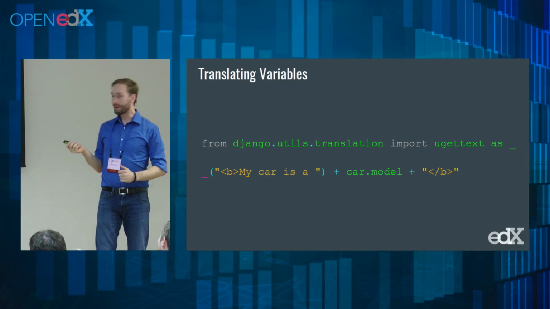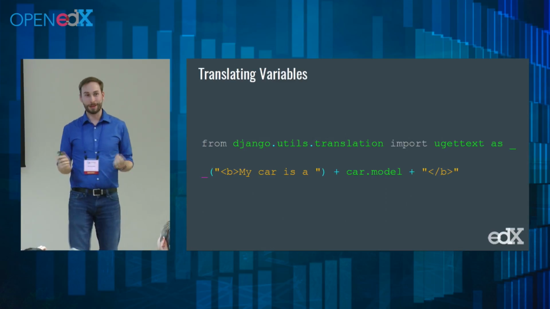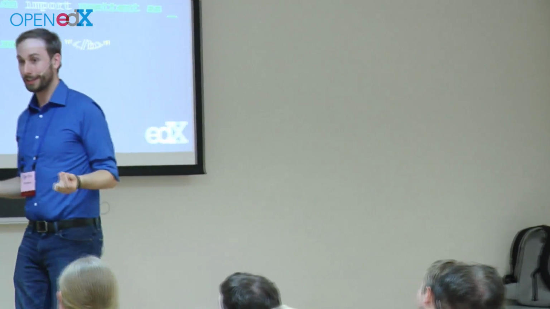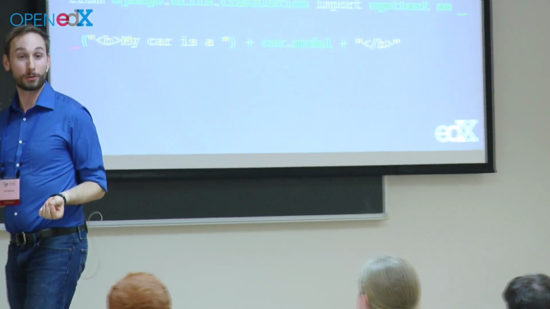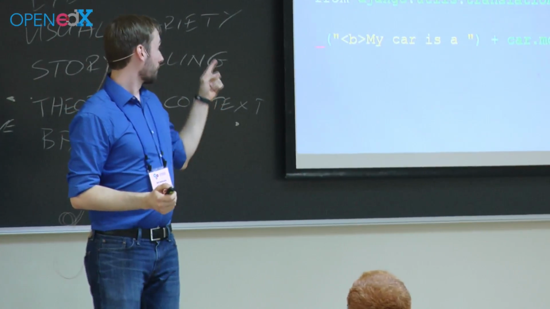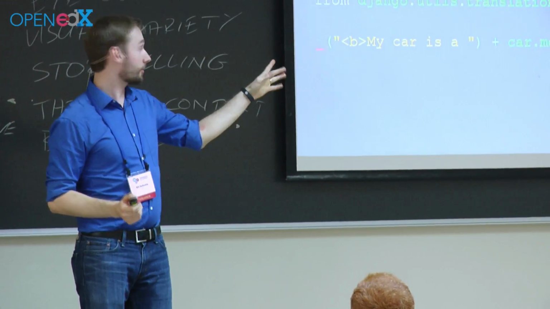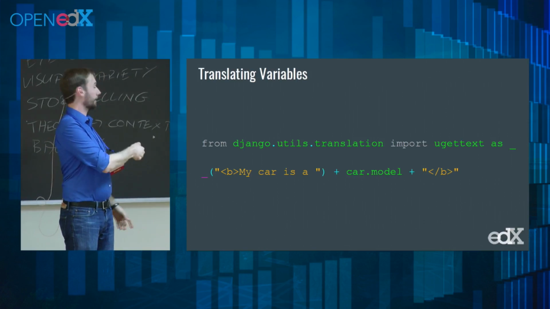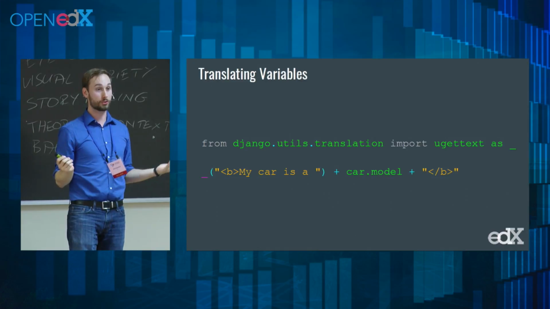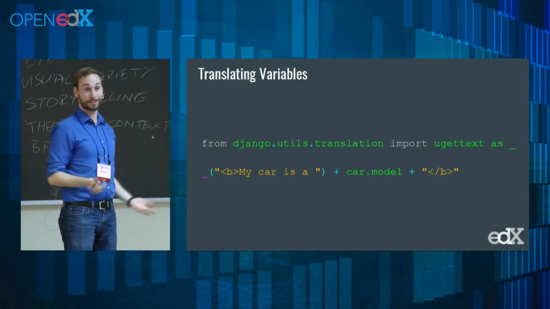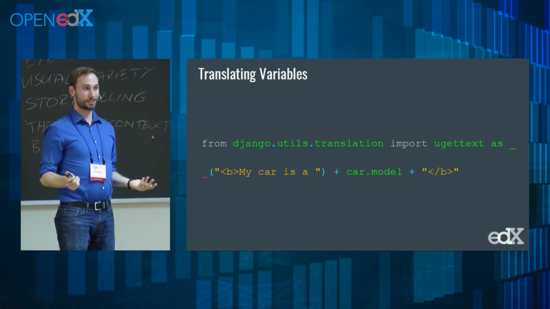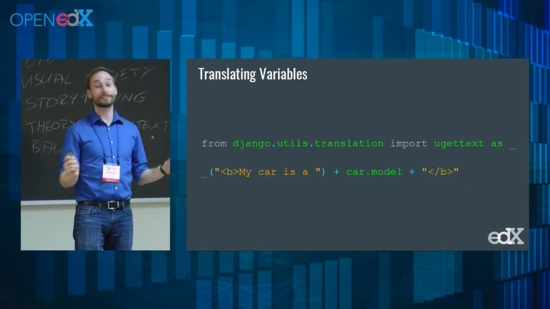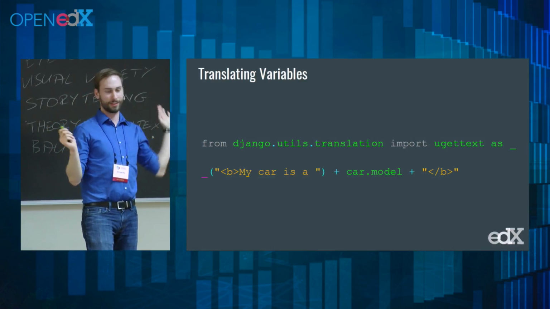Second thing is, "my car is a blank," depending on what language you are in, has huge grammar implications. Car model might actually need to go in the middle. It might need to be "my car model is a," depending on what language you're actually displaying. This doesn't support that at all. Also, let's say that that isn't an issue for you because you know everything. Good for you.